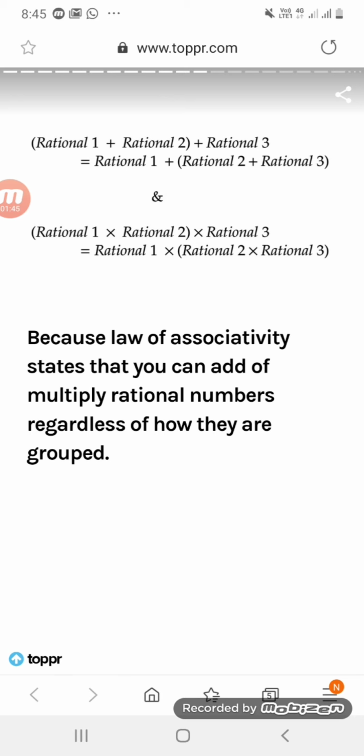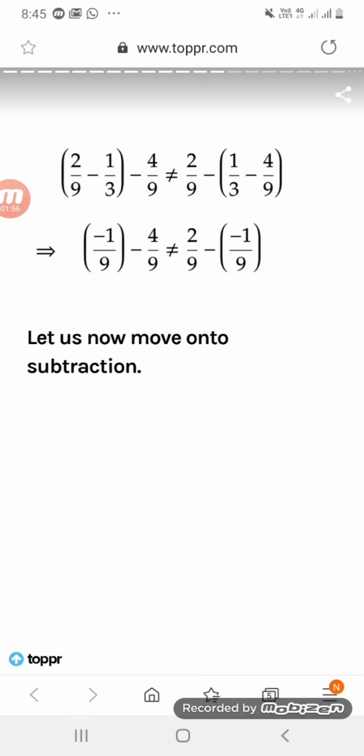So the associative law states that you can add or multiply rational numbers regardless of how they are grouped. So let us move on to subtraction. So (2 by 9 minus 1 by 3) minus 4 by 9 is not equal to 2 by 9 minus (1 by 3 minus 4 by 9).